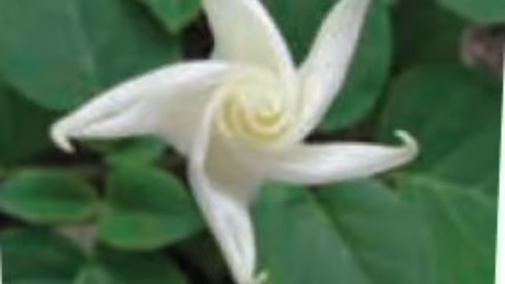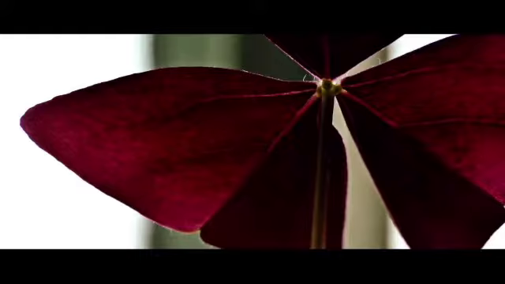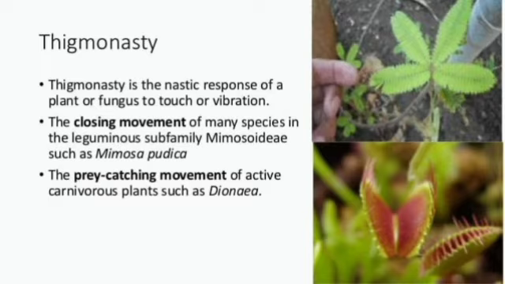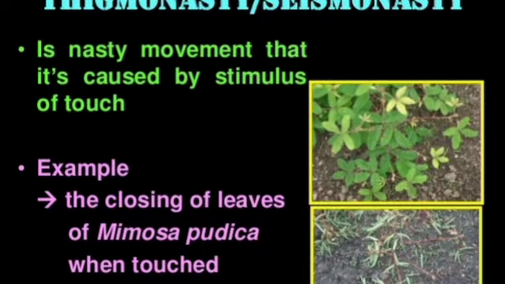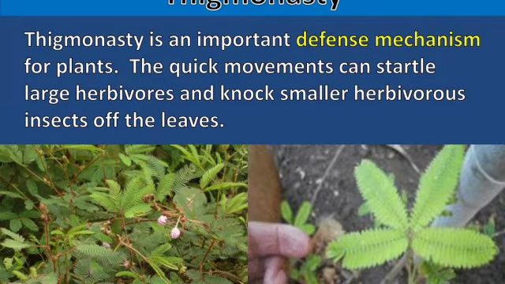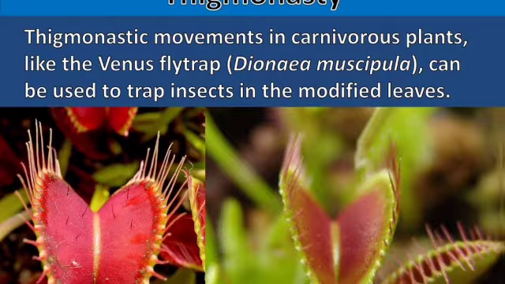Example, Taraxacum officinale blooms in the morning and closes in the evening. Similarly, Ipomoea alba, called moonflower, opens at night and closes during the day. Thigmonasty. Thigmonasty is a movement of a part of a plant in response to touch. Example, Mimosa pudica folds its leaves and drops when touched. It is also known as seismonasty.